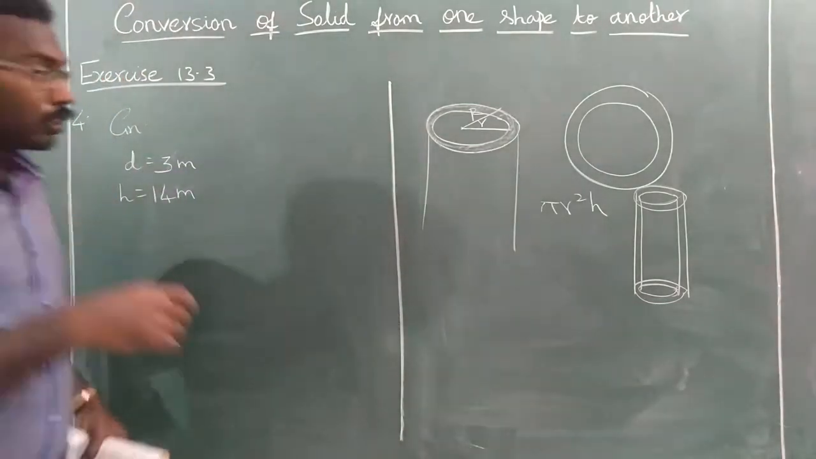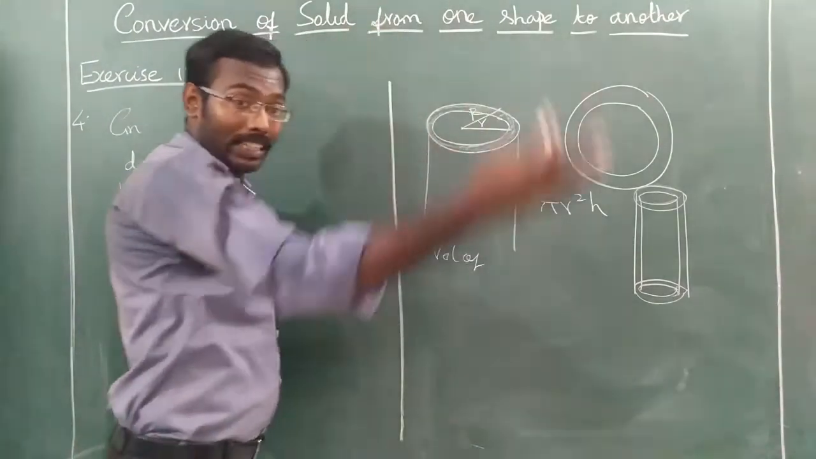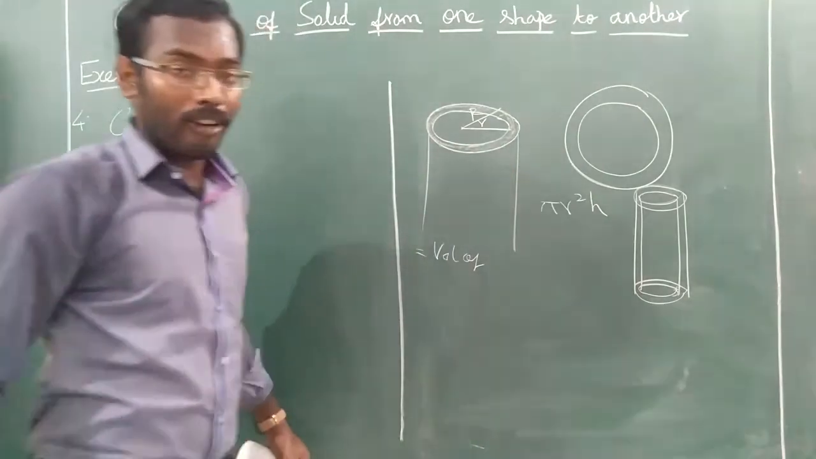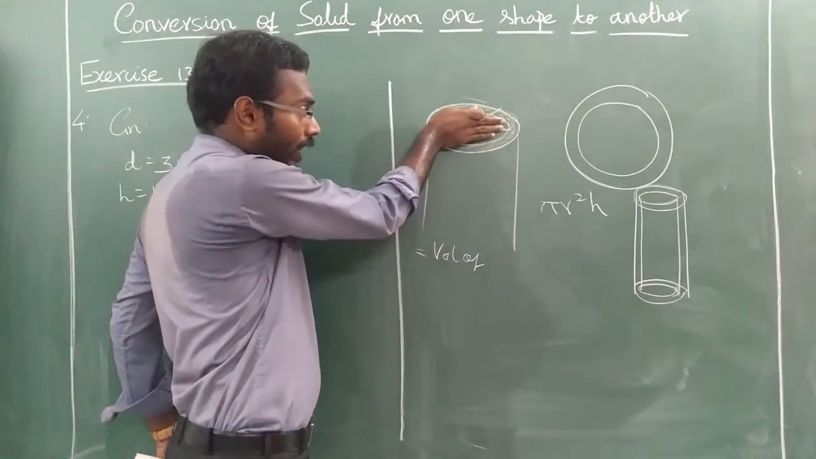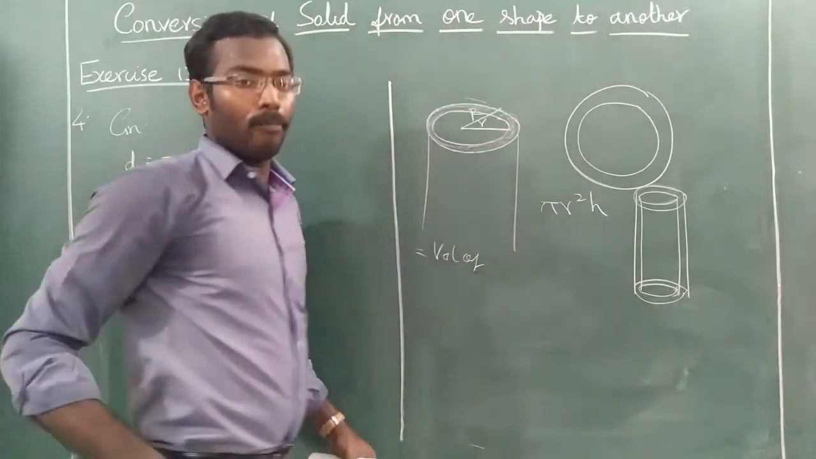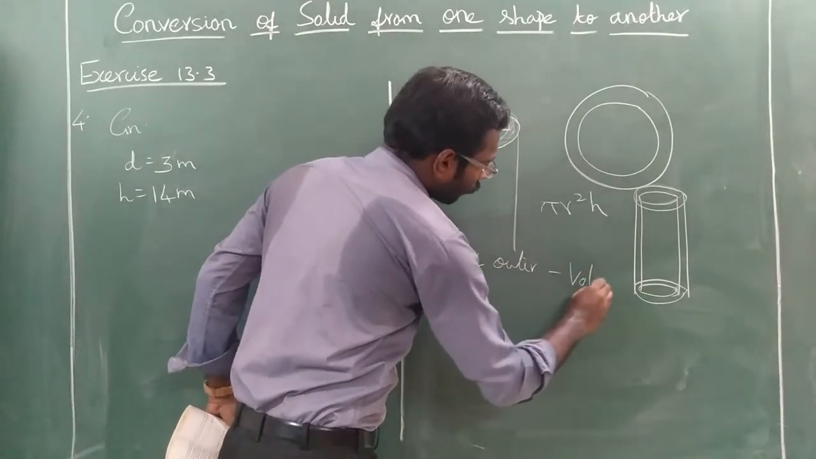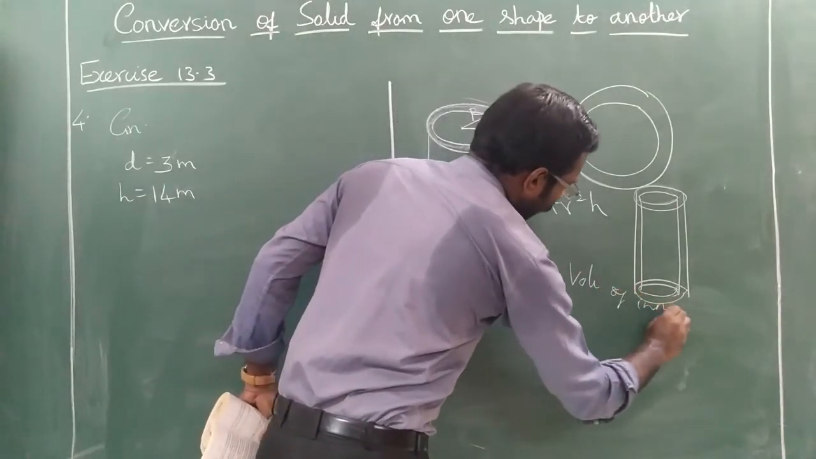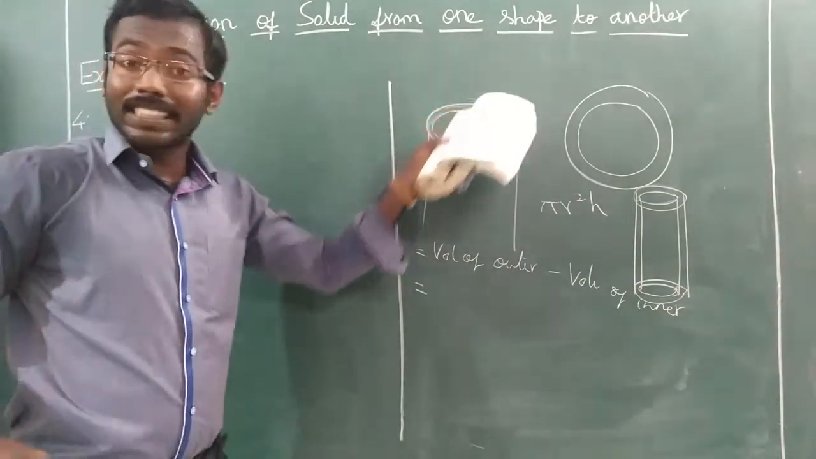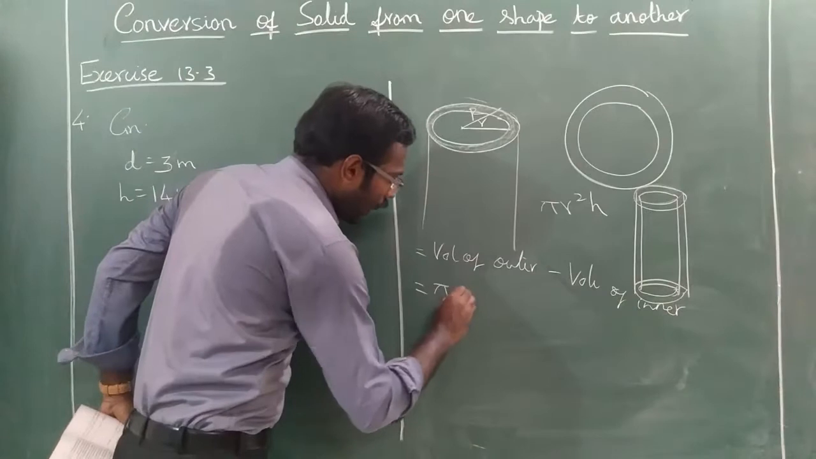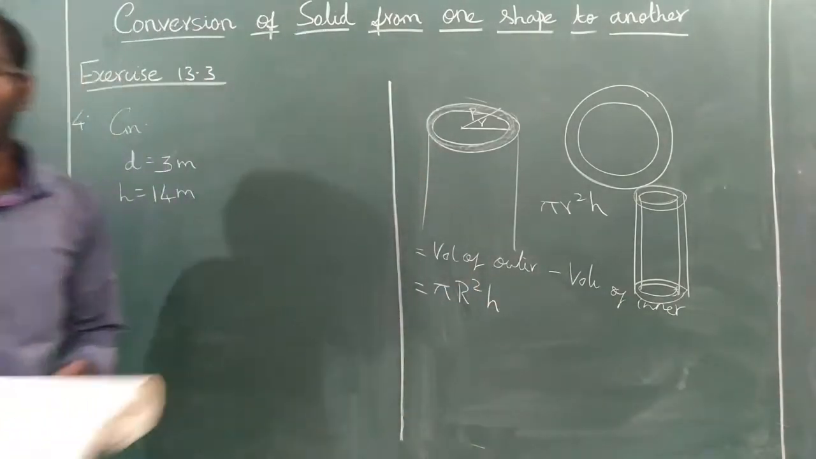It's very easy. Volume is equal to volume of outer cylinder minus volume of inner cylinder. So this is the outer cylinder. From that, if you subtract the inner cylinder, you will get the volume of the embankment. So volume of outer minus volume of inner. Okay. Outer cylinder radius is capital R, so pi R square h.